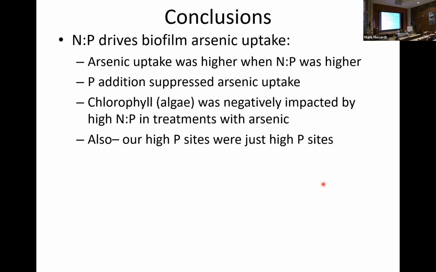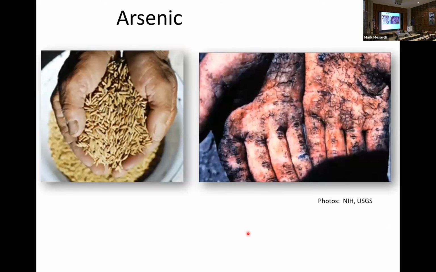Exciting result, nitrogen to phosphorus drives biofilm arsenic uptake. Arsenic uptake was higher when nitrogen to phosphorus was higher. Phosphorus addition suppressed arsenic uptake. Chlorophyll, this metric we used to measure algae, was negatively impacted by high nitrogen to phosphorus treatments with arsenic. And also I didn't have to throw out all of my data. It turns out that we were just measuring really high phosphorus levels. So I was pretty excited about that.